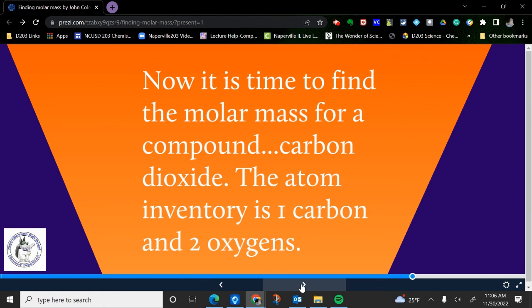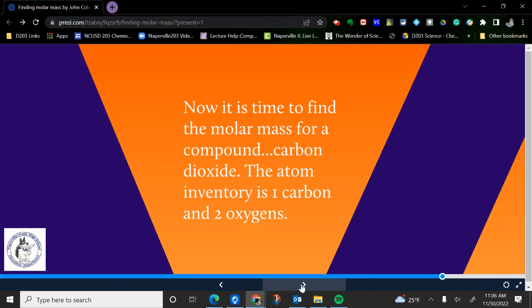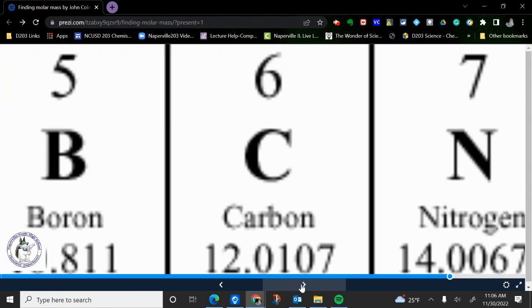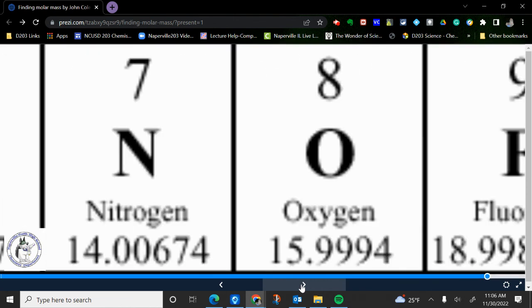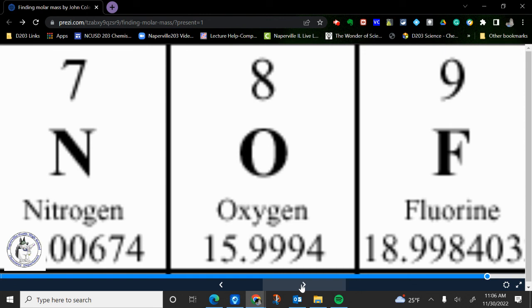Carbon dioxide. Formula of carbon dioxide is CO2. When I go look them up, carbon, I round this one here. That's a 0, so I'm going to leave it as 12.01. Is everybody cool with that? So I know the mass of carbon is 12.01. Then I come to oxygen, 15.9994. What's this going to round to? 16.00.